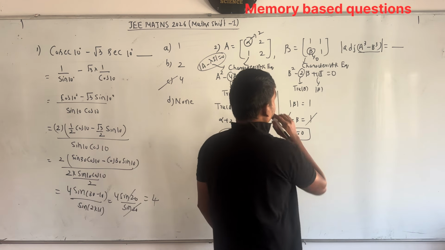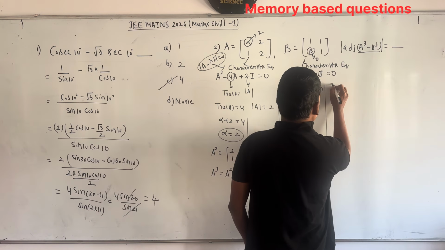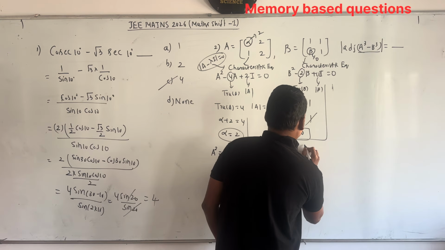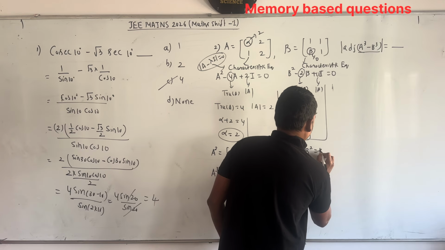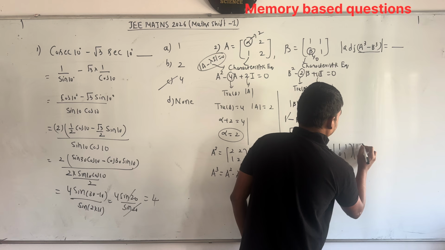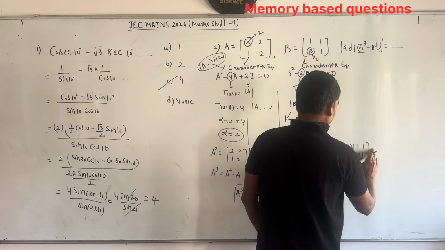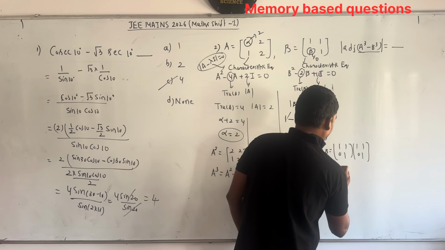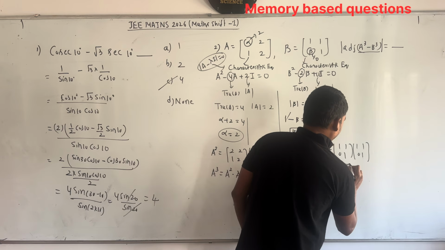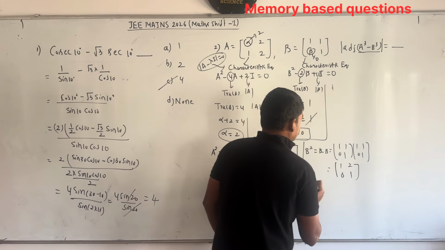Next we go for the b cube value. So for the b cube value, first we need to find the b square. So b square equals b into b. So what's b into b? 1 1 0 1 times 1 1 0 1. So what you get from here? 1 into 1, 1, 1 into 0, 1, 1 into 1, 1 into 1, 2, 0 into 1, 1 into 0, 0, 0 into 1, 1 into 1, 1 we got. So this is b square.